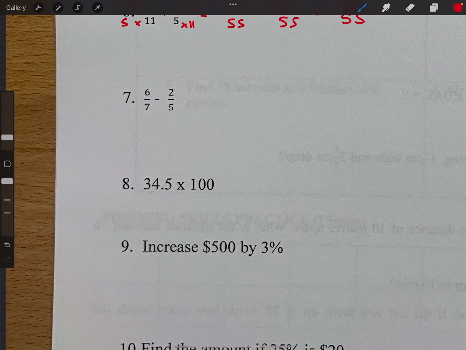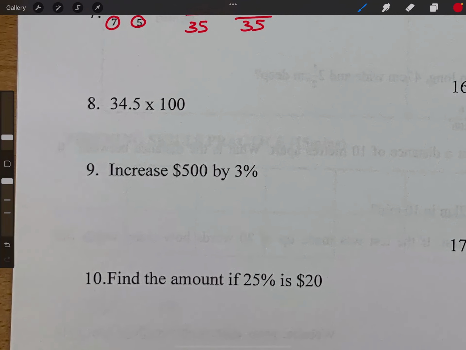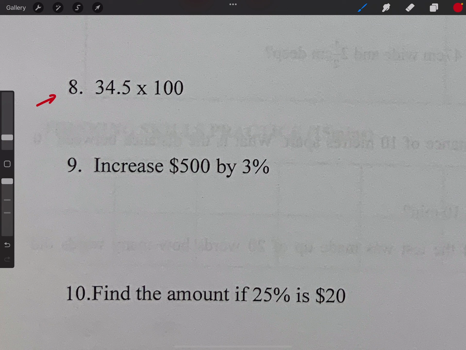Same thing here. Make the bottom number the same. Okay, so we can make it into 35. So you can do the rest. I'm not going to do that one. Now, question 8. This is easy. Multiply by 100. What do you do to the decimal place when you multiply by 100? Think about it.